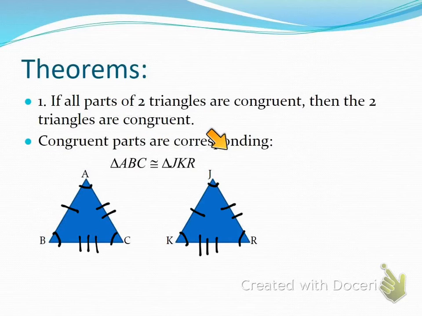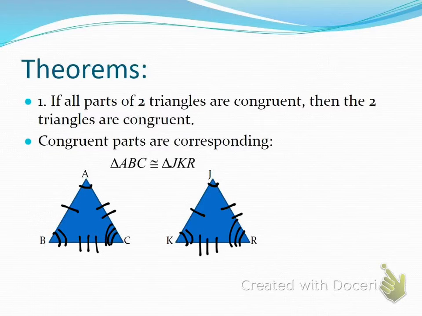Does that make sense? Not really? Maybe with some examples, it'll help. Also, if you look at this, this is called a congruent statement, this little statement right here. A and J are in the same spot, so they're the first letter in the triangle. See how A is marked the same as J? B is second. K is second. Oh, I didn't mark these correct. B should have 2, K should have 2. C would have 3, R would have 3. I'm sorry, guys.